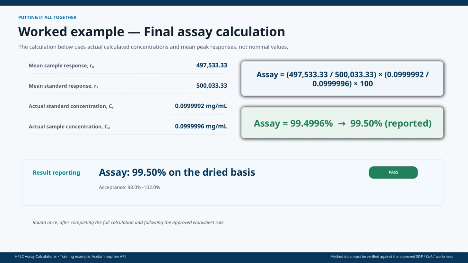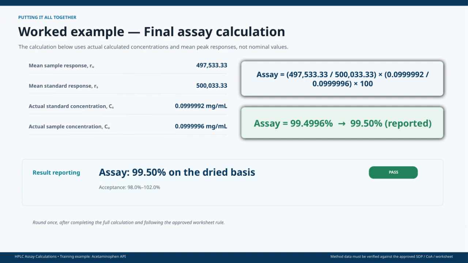497,533.33, and the mean standard response, our sub-S, is 500,033.33. The actual standard concentration, C sub S, is 0.0999992 milligrams per milliliter, while the actual sample concentration, C sub U, is slightly different at 0.0999996 milligrams per milliliter.